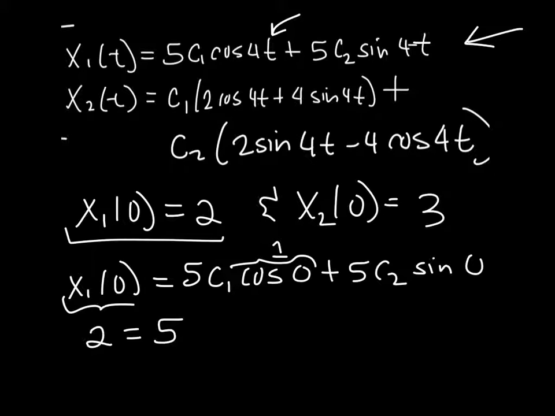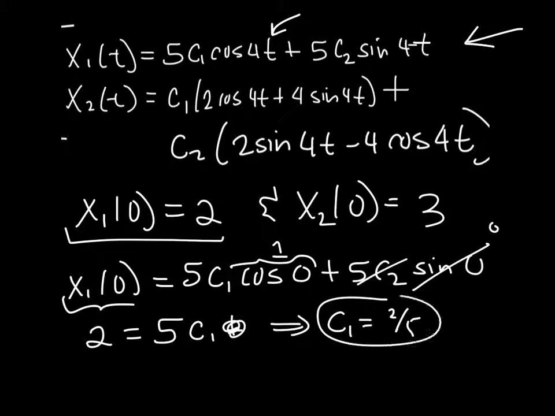The cosine of 0 is 1. So we have 5c1 plus the sine of 0 is 0, so that's nice. So then this term is also gone because we're just multiplying that out. So then we obtain c1 is equal to 2/5. Okay, so we found c1, so we can insert that in there.